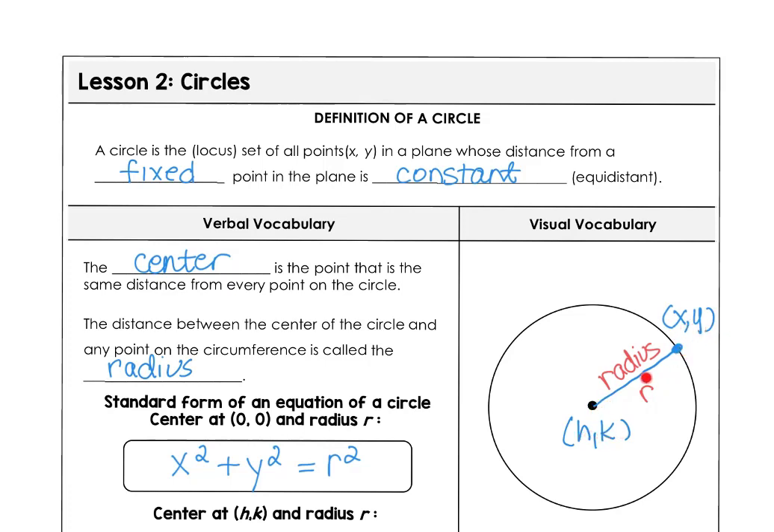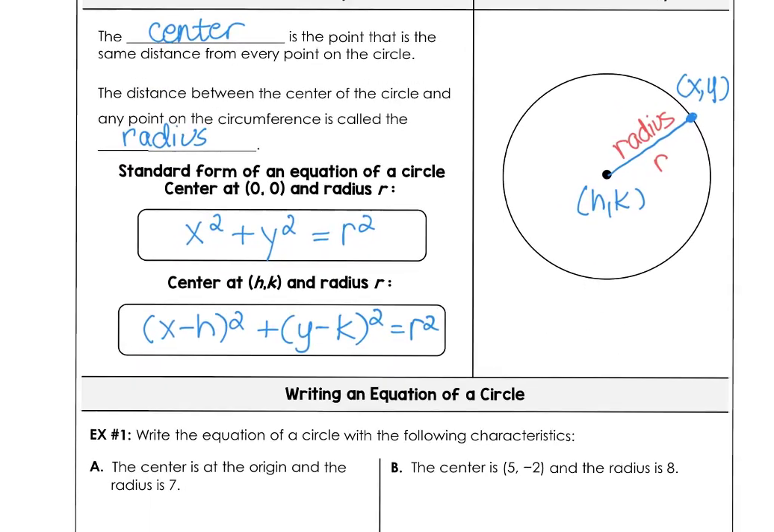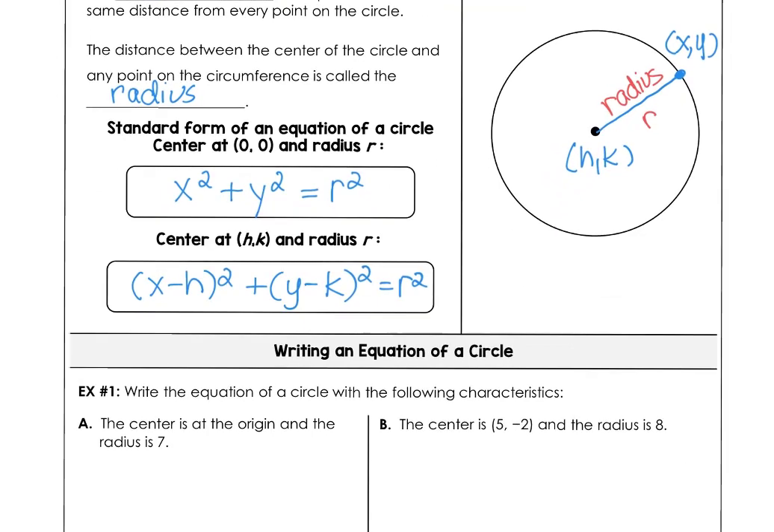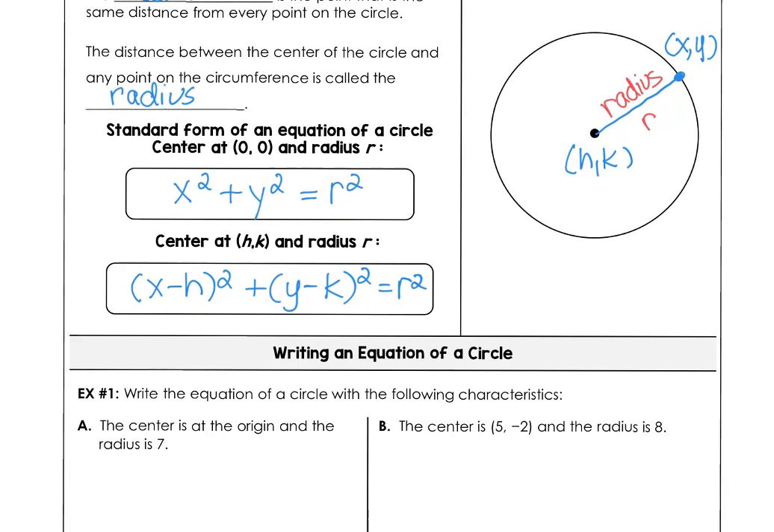XY is any point on the circle, and the distance from the center to a point on the circle is called our radius. So the center is the point that's the same distance from every point on the circle, and the distance between the center and any point on the circumference is called the radius. Our standard form equation, when the center of the circle is at the origin, is displayed here. x squared plus y squared is radius squared.